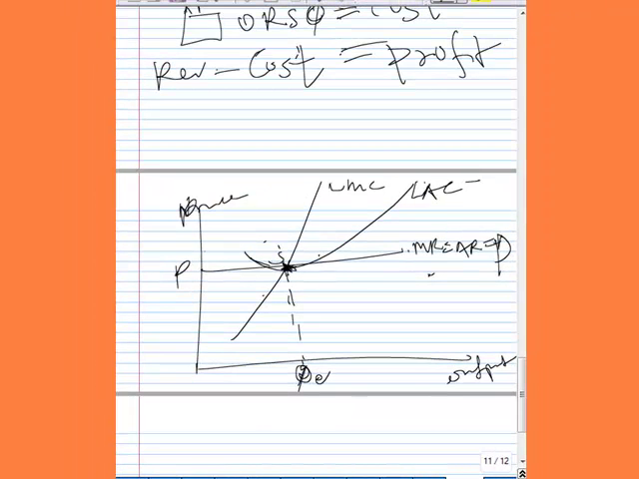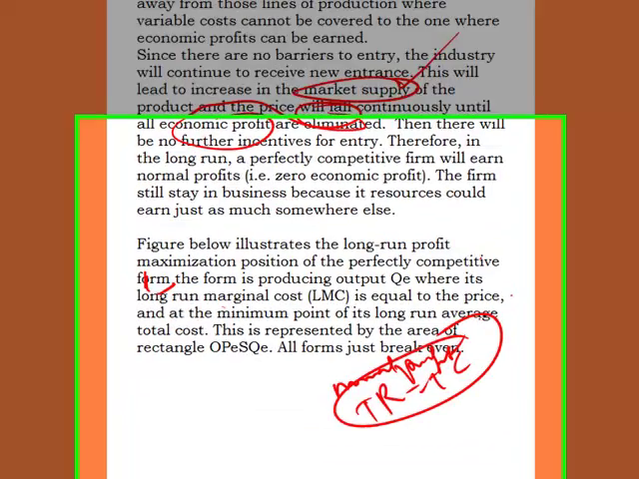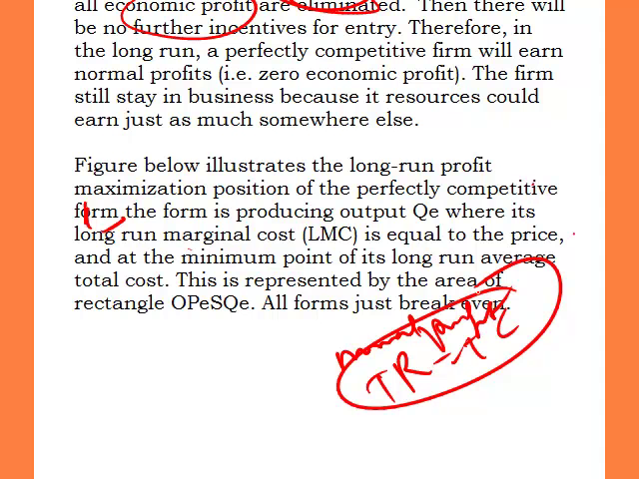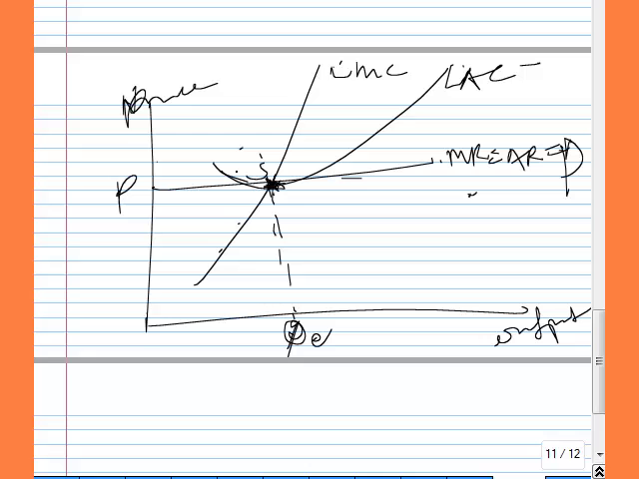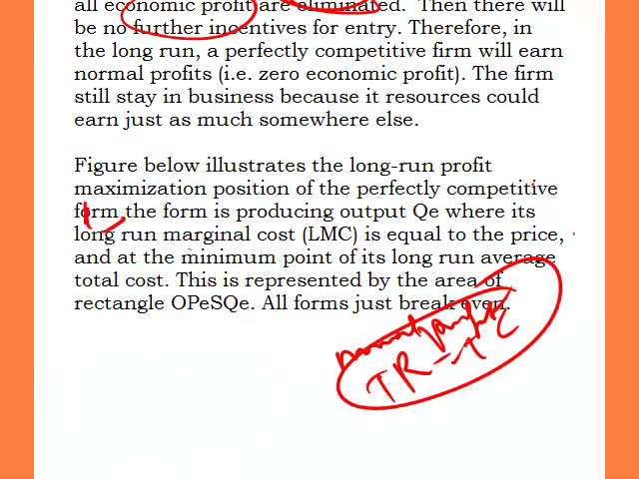Where is long run marginal cost? This marginal cost is equal to the price. Look at the price line. It is equal to the price, and at the minimum point of the long run average total cost. This is the minimum point of the long run average total cost.